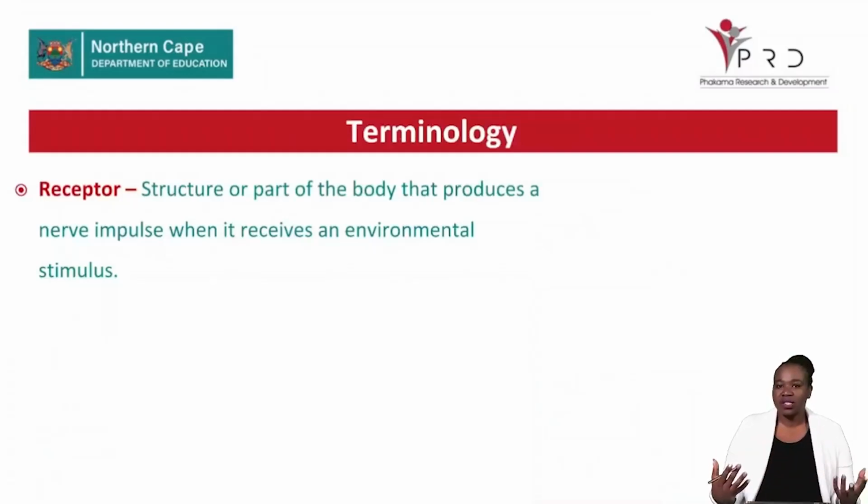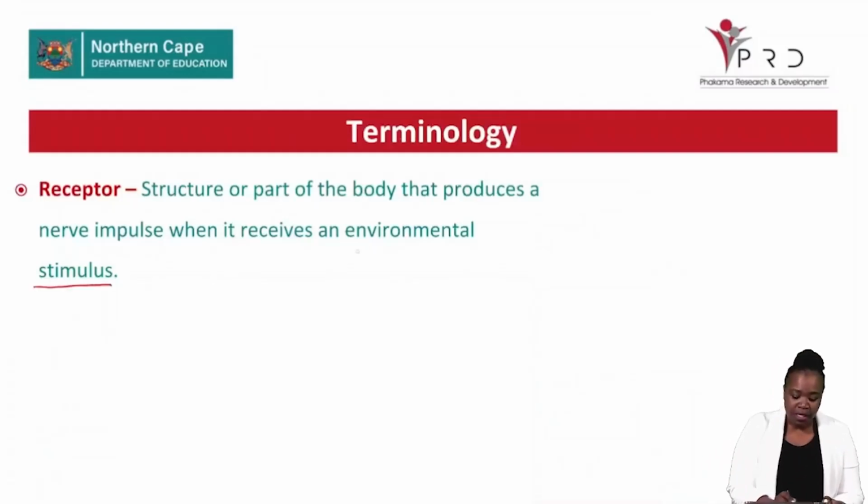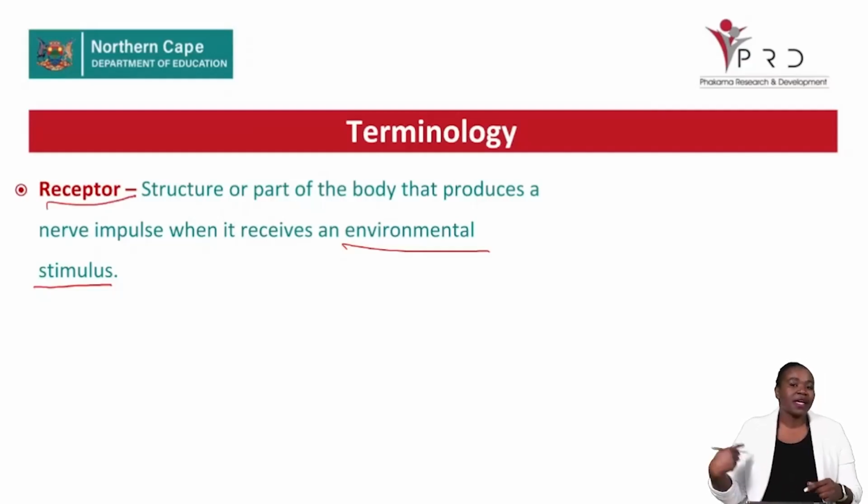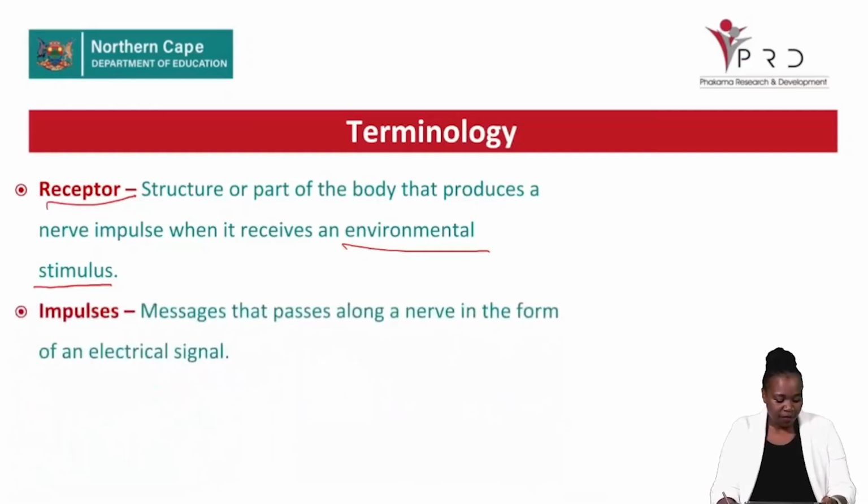So whatever changes happen in the external environment are regarded as the stimulus. The receptors are the ones that receive this stimulus. For example, when you touch a person on their skin and they register that you are touching them, that is the receptor receiving that external environmental stimulus.